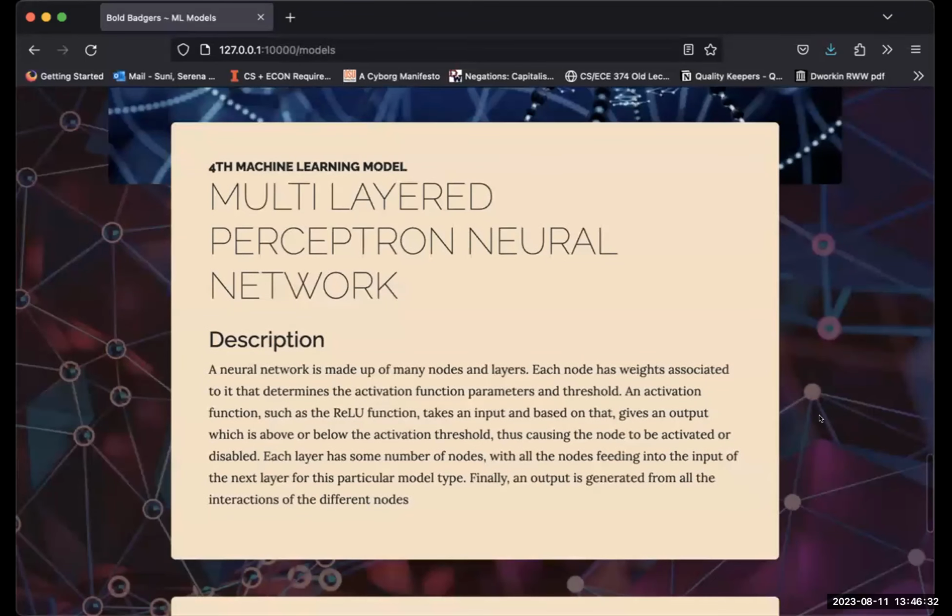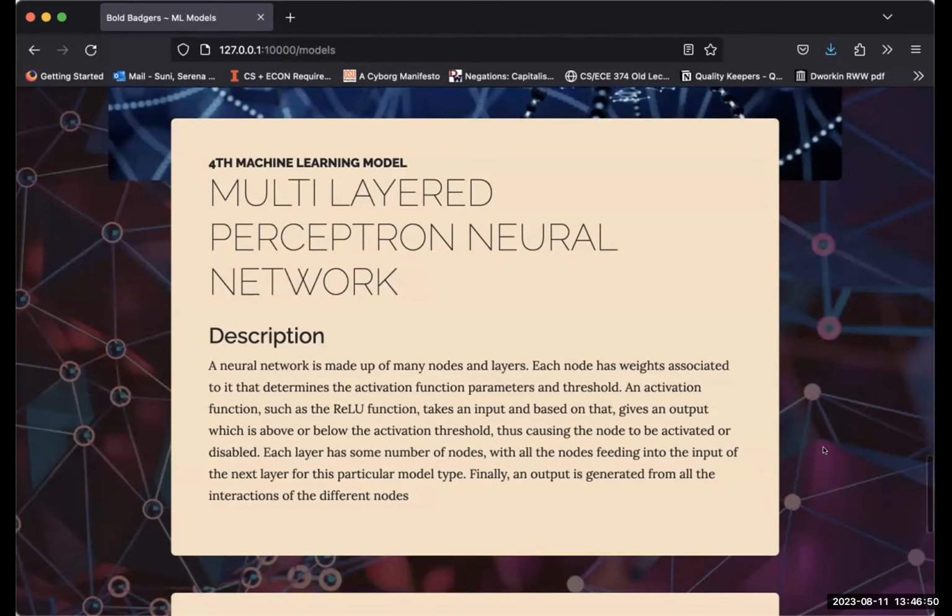Each layer has a number of nodes, with all the nodes feeding into the input of the next layer for this particular neural network model type, called a feed-forward neural network. And finally, from all those different interactions of the nodes, an output is generated. In this case, it is predicting a future value.